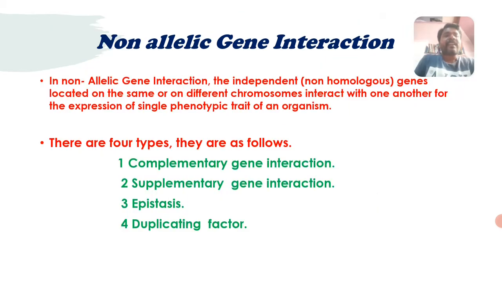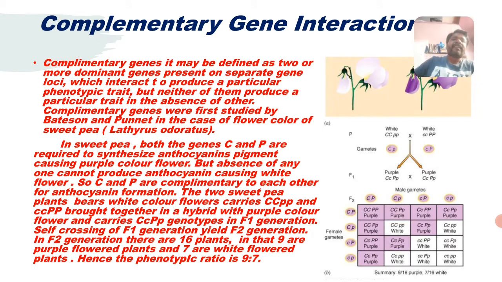See, in non-allelic gene interaction there are three types: complementary gene interaction, supplementary gene interaction, and epistasis. Now today we completed complementary gene interaction. This is very, very important from the examination point of view. Please remember, while you are answering on complementary gene interaction, all these are necessary. The points shown in the slide are all very important. The checkerboard is also important and the explanation is also important.